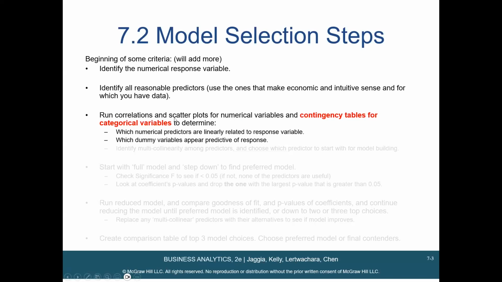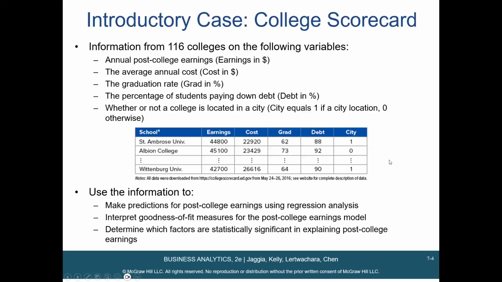Then you're going to run correlations and scatter plots. Those of you who did regression analysis assignment 1 already did this, but now I'm adding contingency tables for categorical variables, and we're going to go over that in a minute. Basically, you want to find out which numerical predictors are linearly related to the response variable and which dummy variables appear predictive of response.